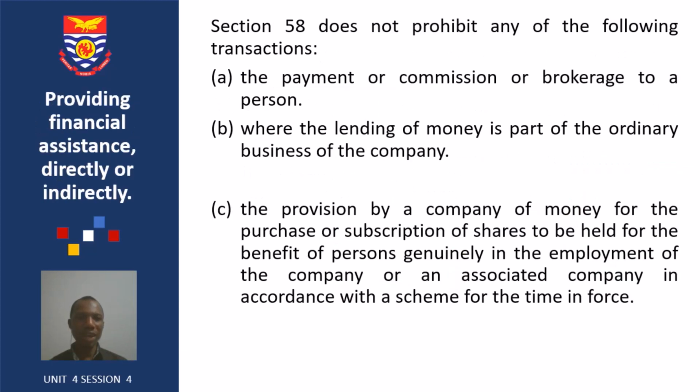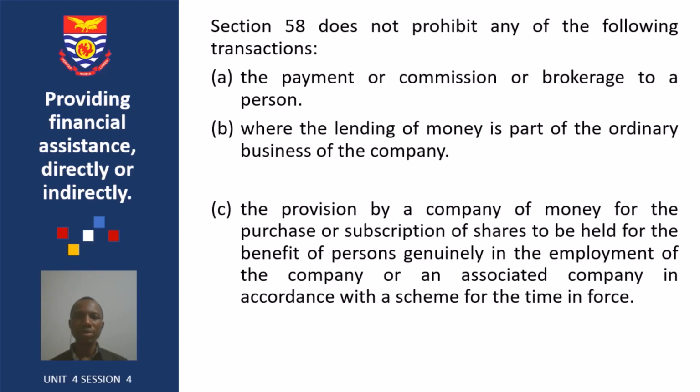We are looking at providing financial assistance directly or indirectly to the members or employees of the company. Even though we stated earlier under section 58 that the company is prohibited from providing financial assistance directly or indirectly to its employees or members or directors, however, section 60 states that despite the prohibition in 58, the following transactions are not prohibited.